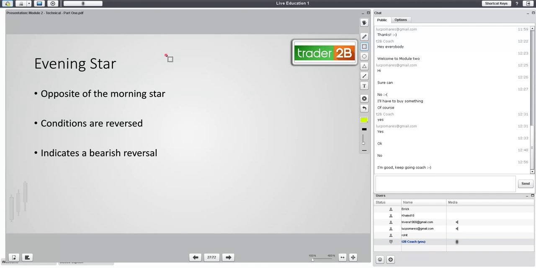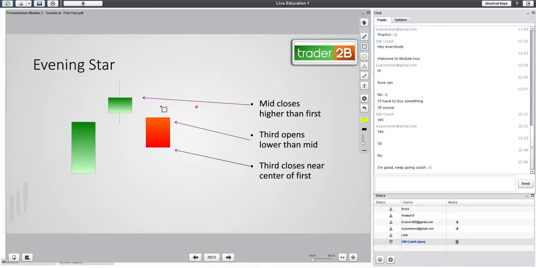So the evening star is the opposite of the morning star. The conditions are reversed, and it indicates a bear signal. Again, with the evening star you have your three candle pattern. Your middle candle is very important, and then your last candle has to be a red candle.